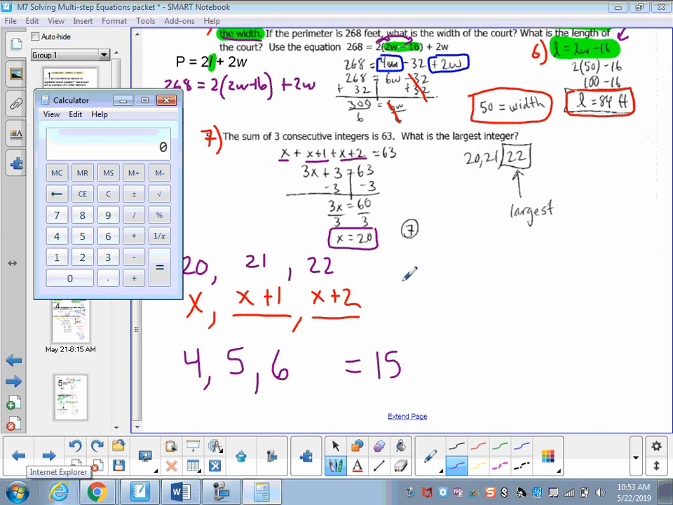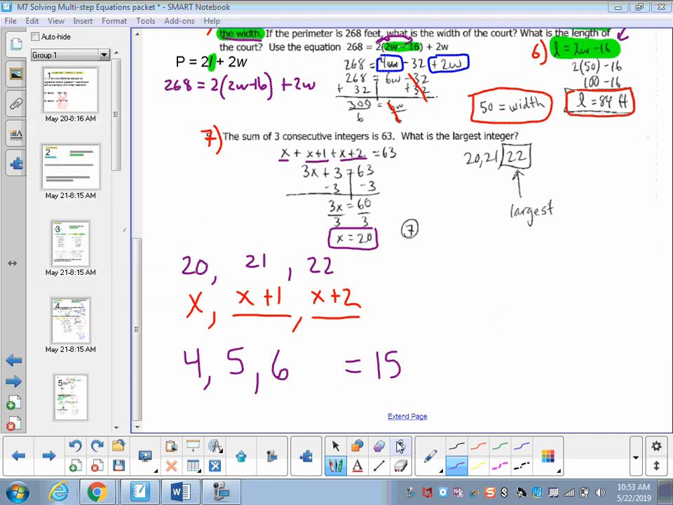Now we can check that we're right by taking that the original number x here is 20. I'm going to add a 21 to that, now plus a 22. And the sum of those 3 consecutive integers is in fact 63. And that concludes the video here on page 7.